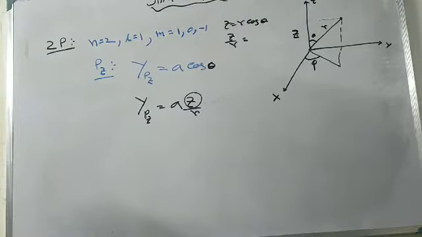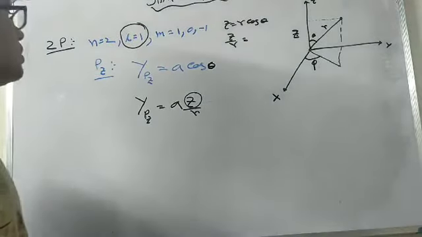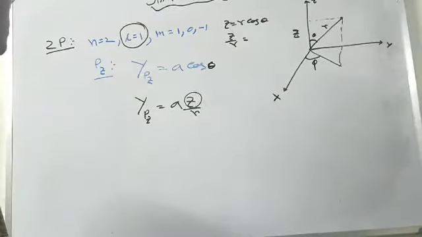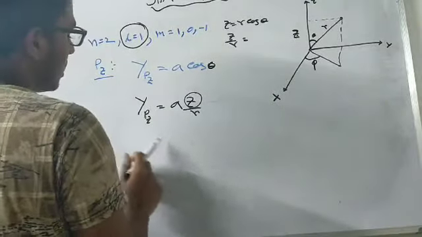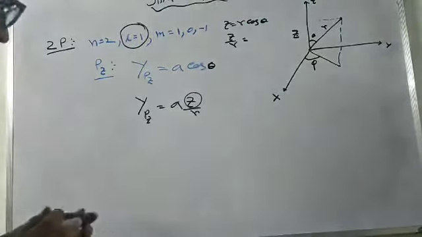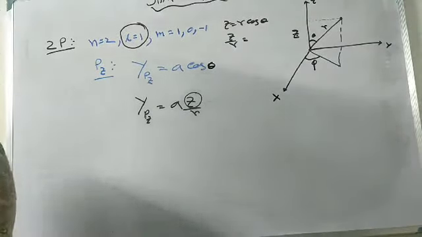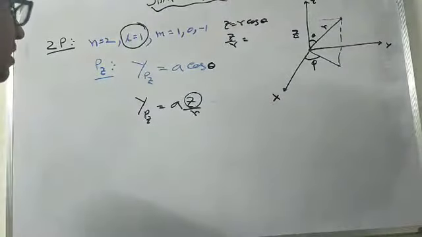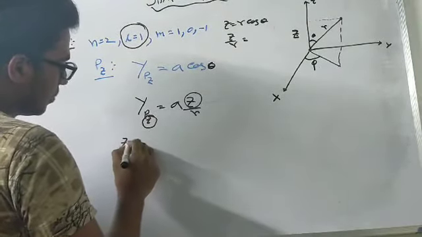Now the value of the azimuthal quantum number is 1, and we all know that the number of angular nodes equals the azimuthal quantum number L. So that means the pz orbital should have one angular node. If you want to know the region of the angular node of the pz orbital, simply put z equals 0.